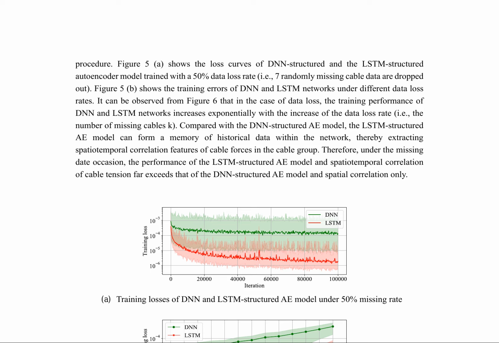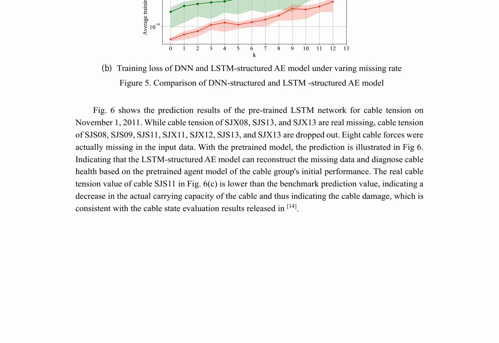The real cable tension value of cable SJS11 was lower than the benchmark prediction value, indicating a decrease in the actual carrying capacity of the cable and thus indicating cable damage, which is consistent with the cable state evaluation results released in 14. The LSTM structured A model can form a memory of historical data within the network, thereby extracting spatiotemporal correlation features of cable forces in the cable group.